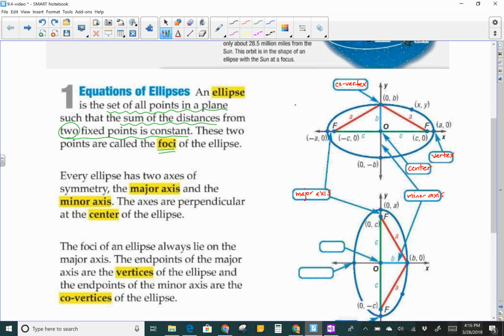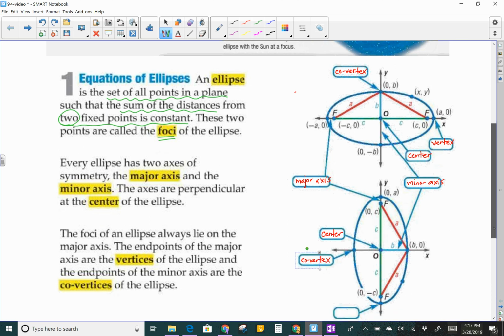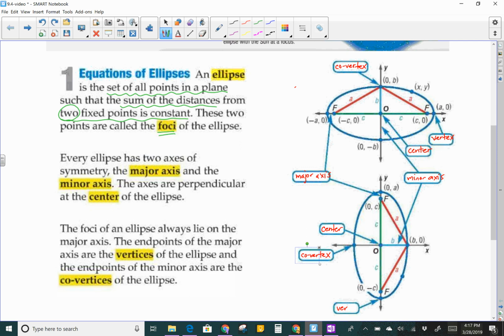All right, this is the center down here. This is the center. This is the endpoint of the shorter axis, so that is a co-vertex. And that's the endpoint of the longer axis, which is called your major axis.